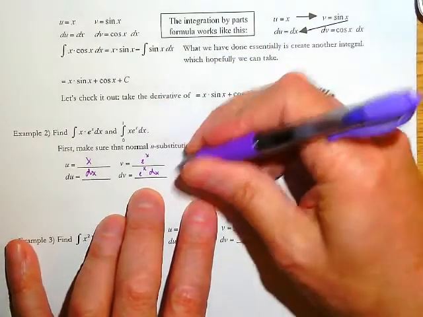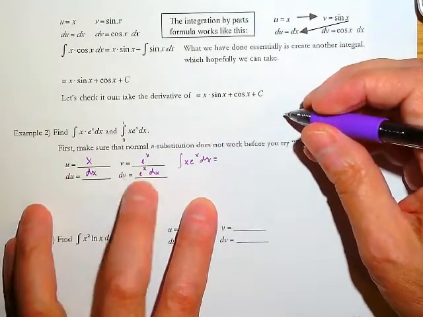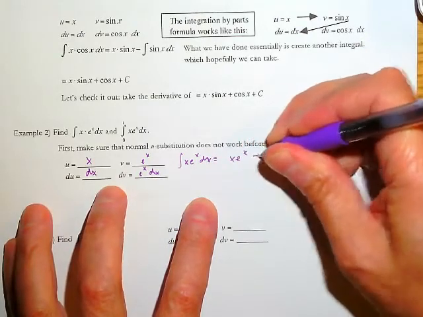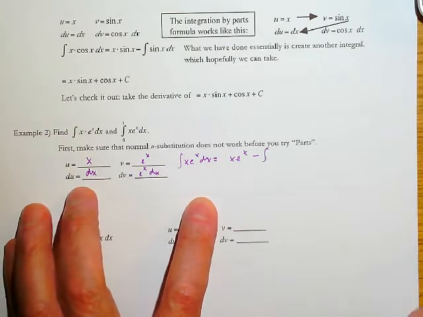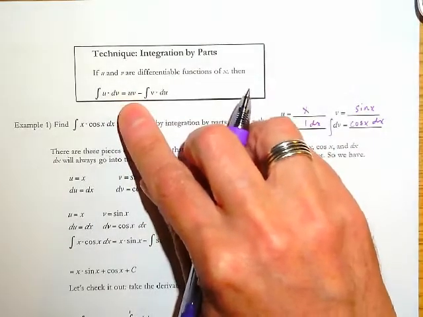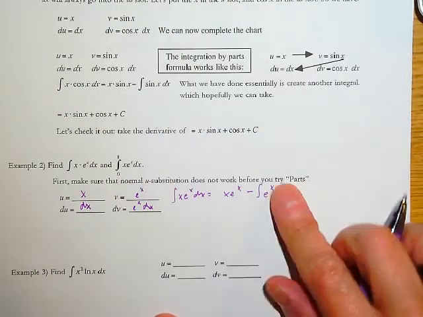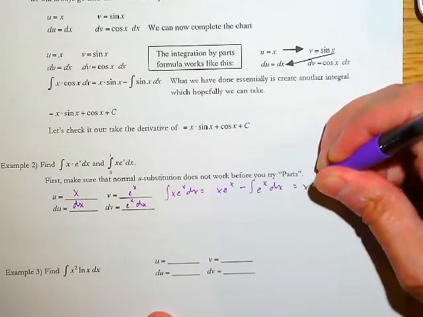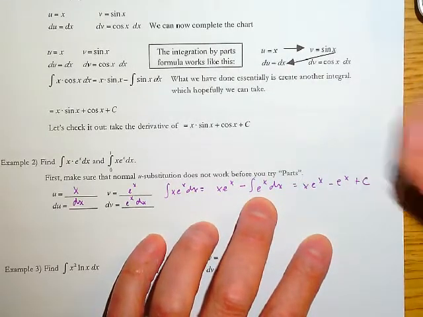So you've got the integral of x e to the x dx equals uv, so u times v, x e to the x, minus the integral of what? v du, e to the x dx. So again, the integral of u dv equals uv minus the integral of v du. Okay? Well, we can do this antiderivative. Isn't that just going to be x e to the x? We've got that. Minus e to the x plus c.